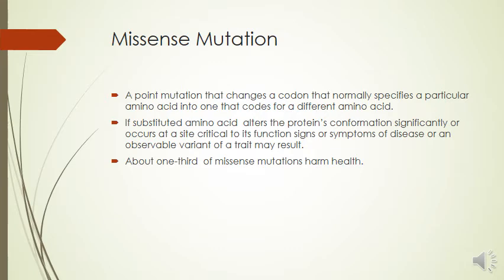A point mutation that changes a codon that normally specifies a particular amino acid into one that codes for a different amino acid is called a missense mutation. If the substituted amino acid alters the protein's conformation significantly or occurs at a site critical to its function, signs or symptoms of a disease or an observable variant of a trait may result. About 1/3 of missense mutations actually harm health.